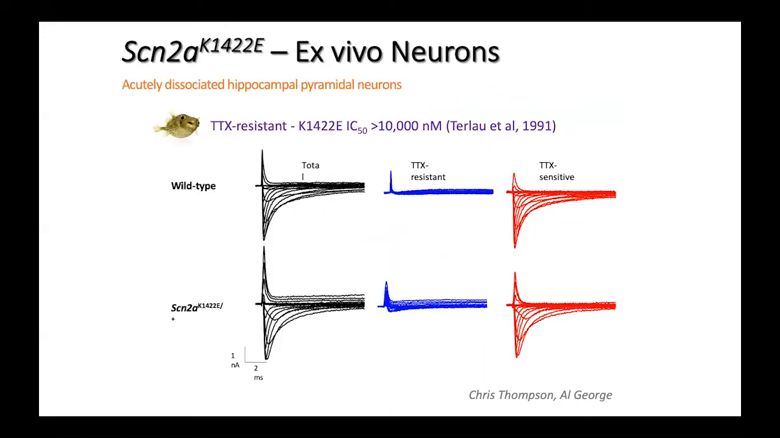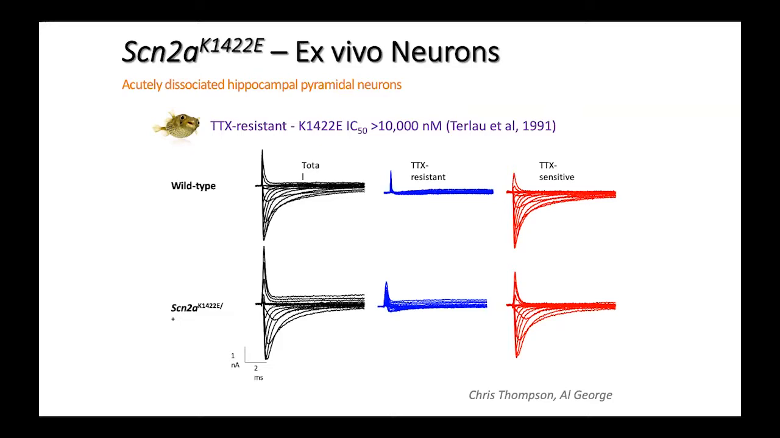The other really helpful thing about this mutation is it also renders these channels resistant to TTX. So you get this huge shift in the IC50, and that means you can isolate the mutant channels in neurons because all wild-type neuron channels are sensitive to TTX.